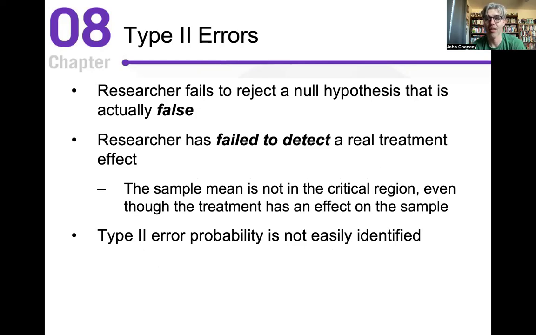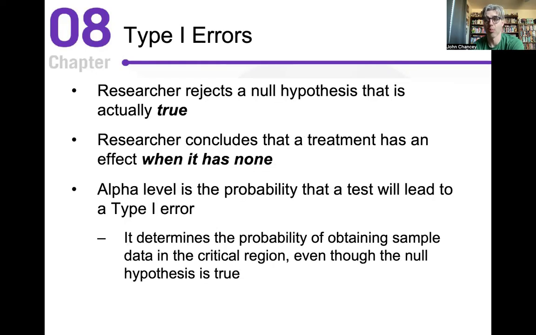The sample mean is not in the critical region, even though the treatment has an effect on the sample. This is a little different in terms of probability, but the most recent example I can think of with type 1 errors is whether or not people should wear a mask when it comes to prevention, of spreading infectious diseases and illnesses, flu, COVID, things like that.